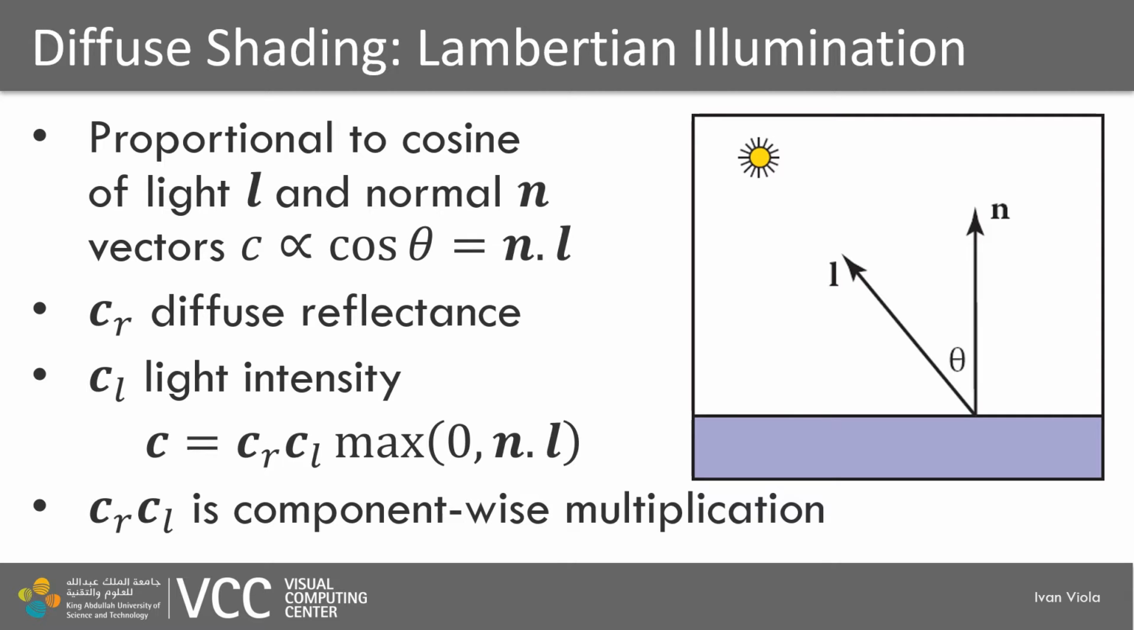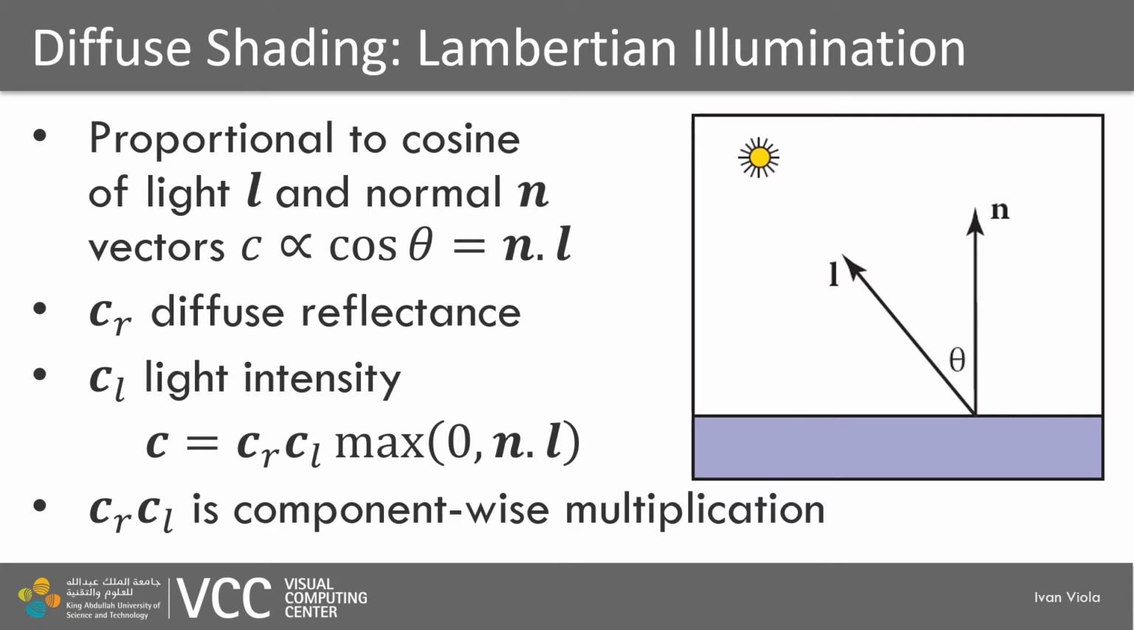Now, this can be expressed through a cosine term, because the cosine has the highest value when the dot product between these two vectors is 1, meaning they are aligned with each other. Then the cosine term will be 1. And when they are perpendicular, the cosine term will be 0. So the more spot on the light source is with respect to the surface point, the more illuminated this surface point will be. And we know that already from the previous lecture.